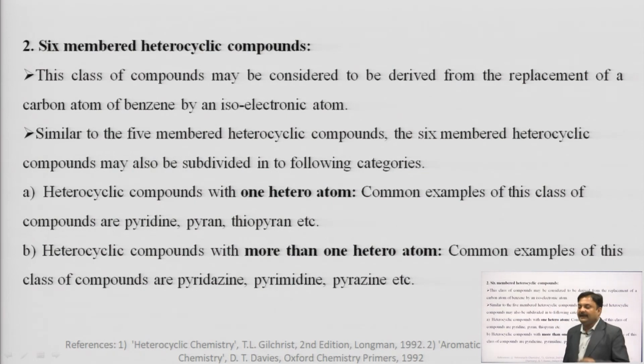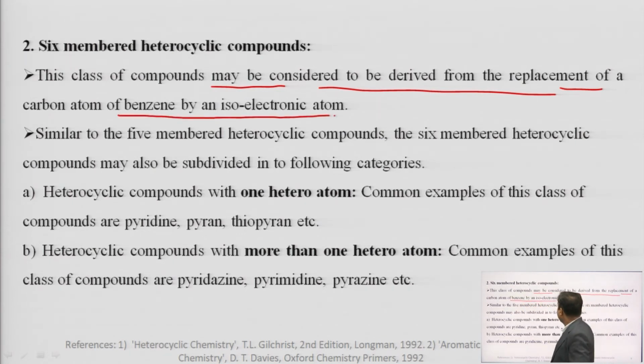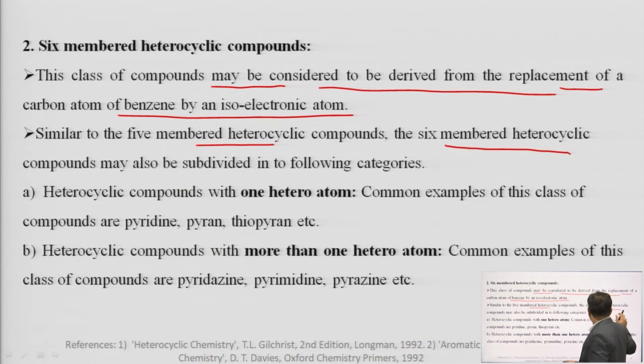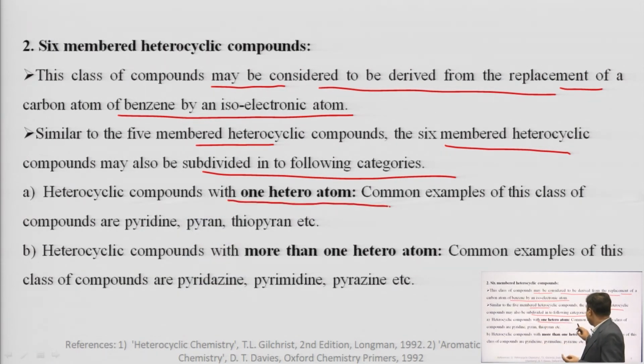Then the next category is 6-member heterocyclic compounds. Again, this class of compounds may be considered to be derived from the replacement of a carbon atom of benzene by isoelectronic atoms. Similar to the 5-member heterocyclic compounds, the 6-member heterocyclic compounds may also be subdivided into the following categories. The first one, as we have seen in the 5-member ring, has one heteroatom, for example, pyridine. You know that it is a 6-member compound having nitrogen, one heteroatom. Pyran, 6-member, again thiopyran, so sulfur should be there.